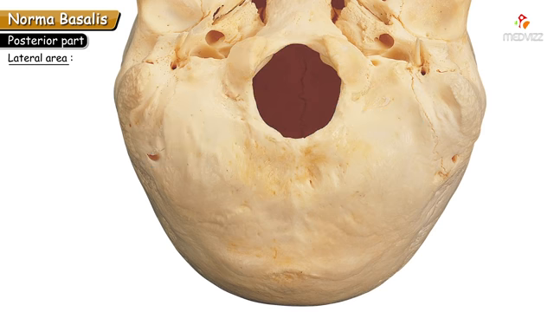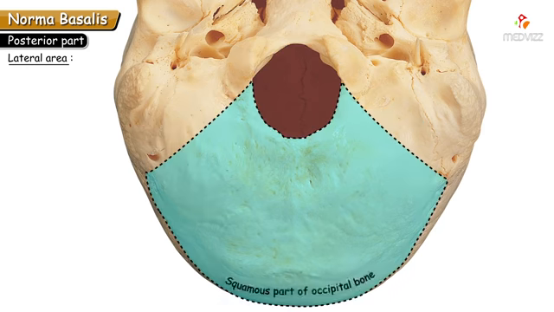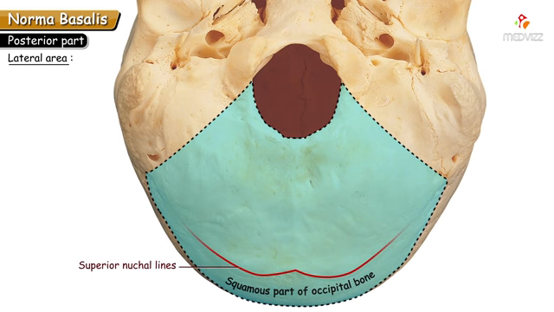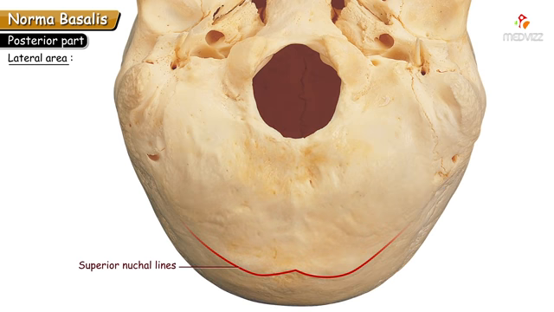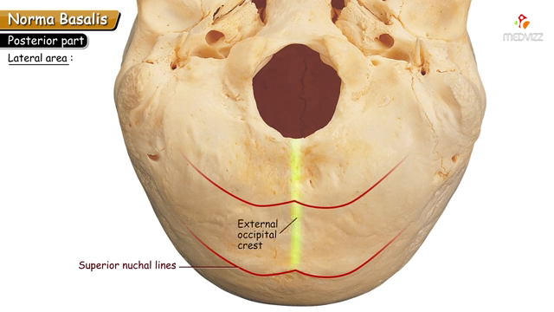The other lateral area is formed by the squamous part of the occipital bone, which is marked by the superior nuchal lines on each side. These superior nuchal lines are well-defined ridges on each side of the external occipital protuberance. Next, parallel to the superior nuchal lines, on each side of the external occipital crest, are the inferior nuchal lines. The inferior nuchal lines are anterior to the superior nuchal lines.